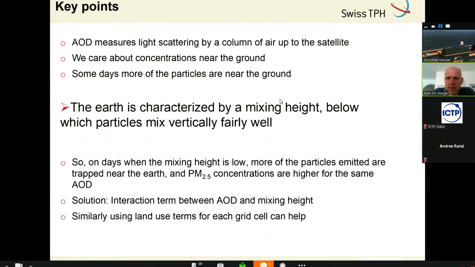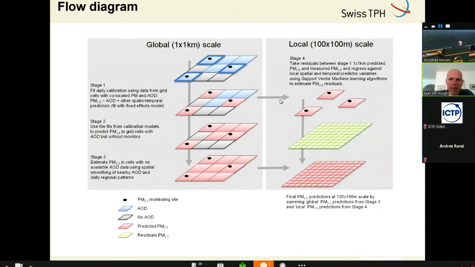So mixing height is this height below which particles mix fairly well. And some days the mixing height is high, which means the particles are mixed up and we get lower concentrations at the ground. And other days this mixing height will be very low, which means that all the particles are trapped near the Earth and our concentrations are higher. So this is why we use this mixing height as a variable, as an interaction term in our modeling. And this is how we do it.